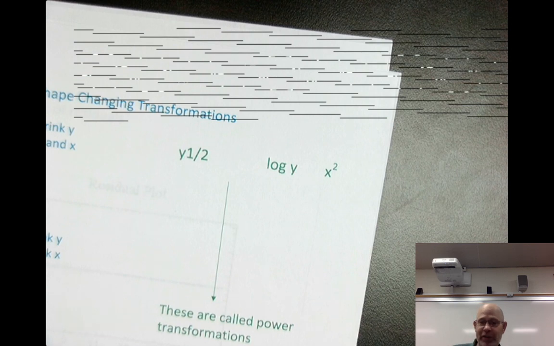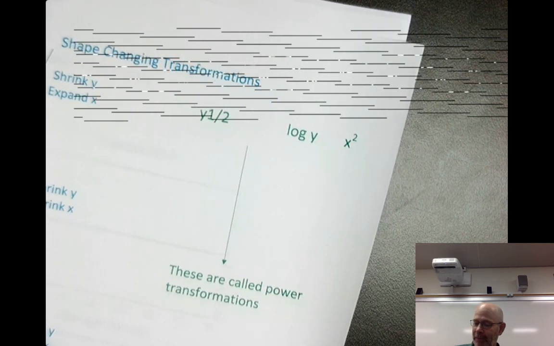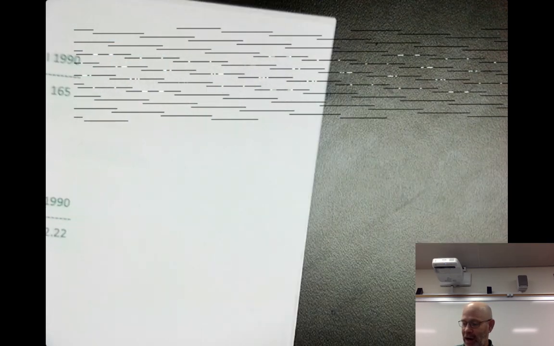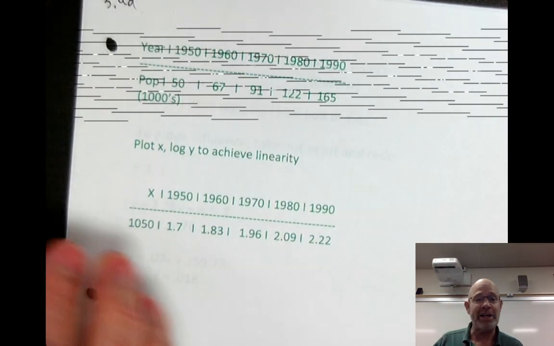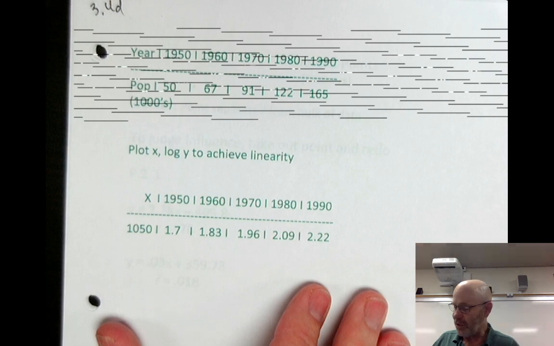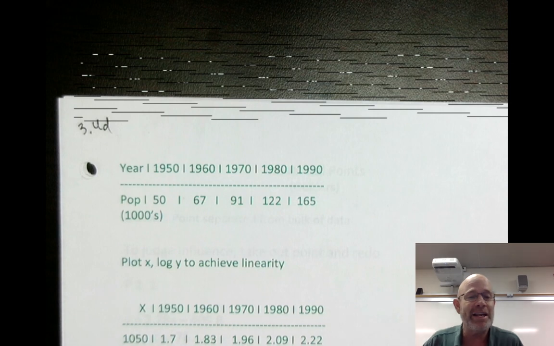The nice thing is you don't have to worry. These are all called power transformations or transformations to achieve linearity. You're not going to have to pick your own linearity transformation. We're going to do it for you. So we're going to take this same data that we just used, 50, 60, 70, 80, 90. And we're going to change the y's. We're going to shrink the y's to make it more linear. You can do this any way you want. The book's going to tell you, I'm going to tell you how to do it. No one's going to make you decide. So we're just going to plot x versus log y.